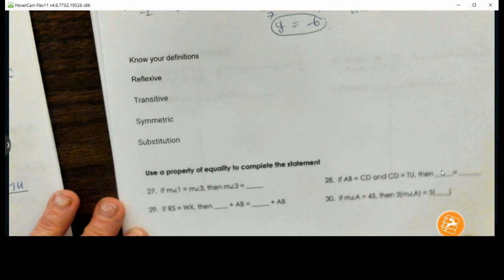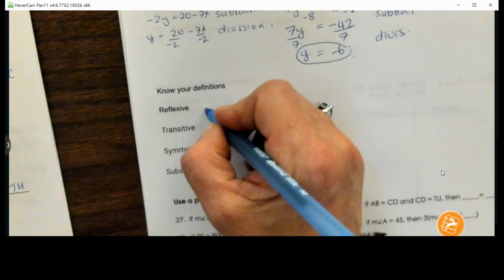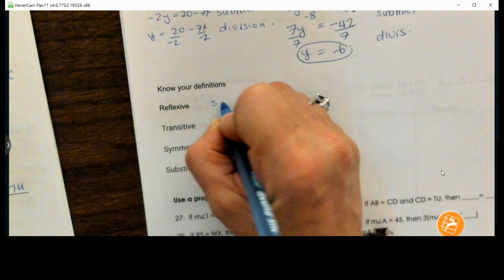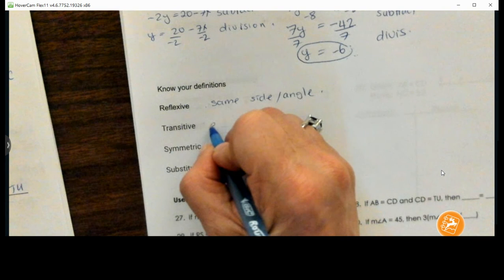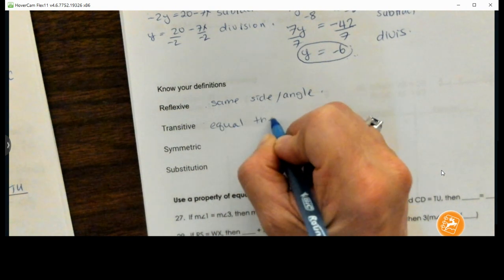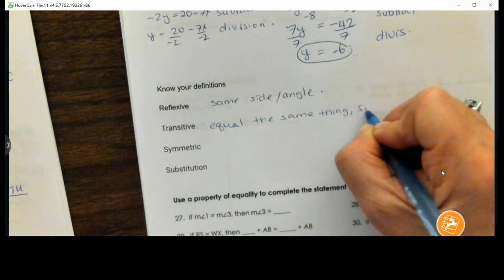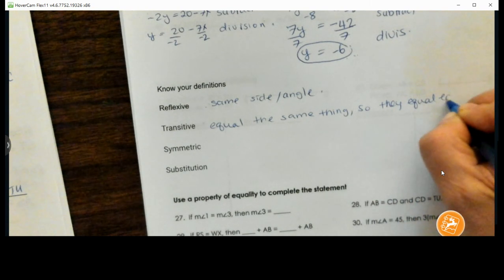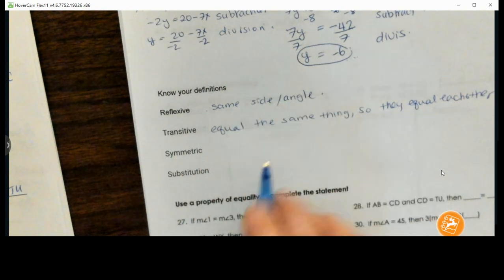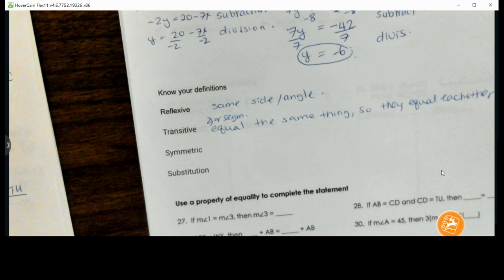Let's look at reflexive. Let's go over the definitions. Reflexive is same side or angle. Transitive, they equal the same thing, so they equal each other. So this is, I mean, angles or segments. Okay.